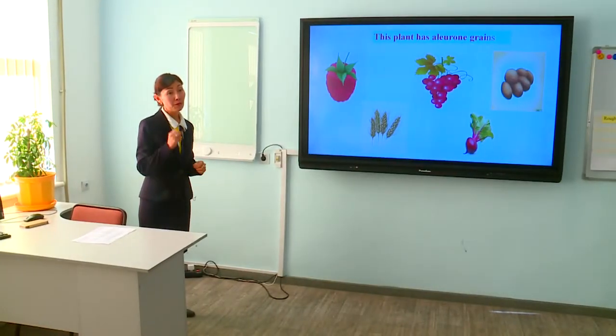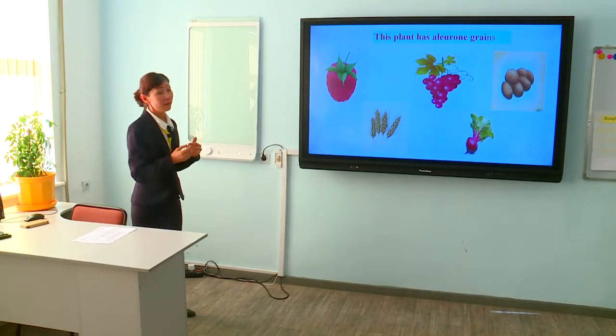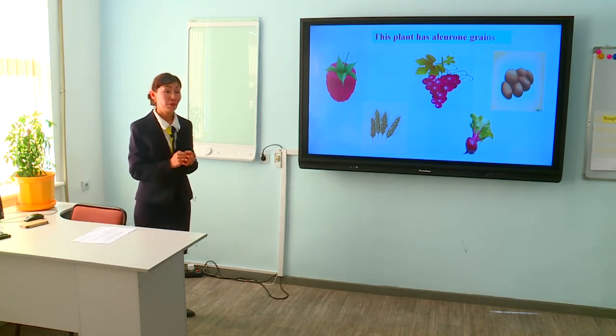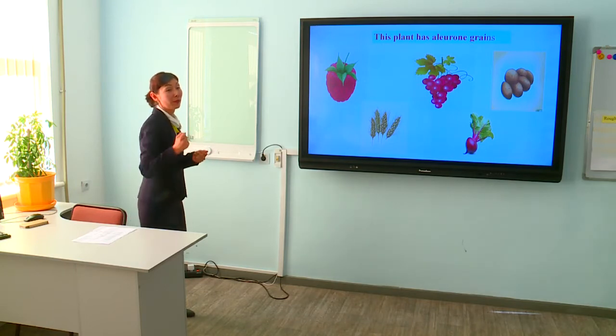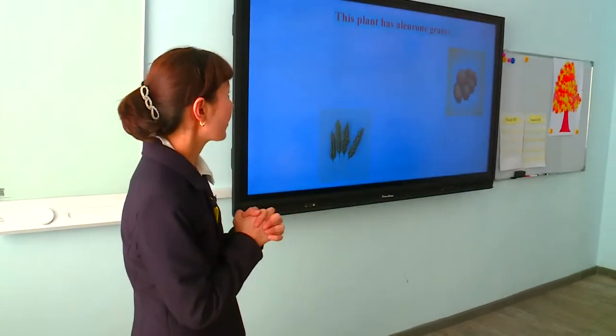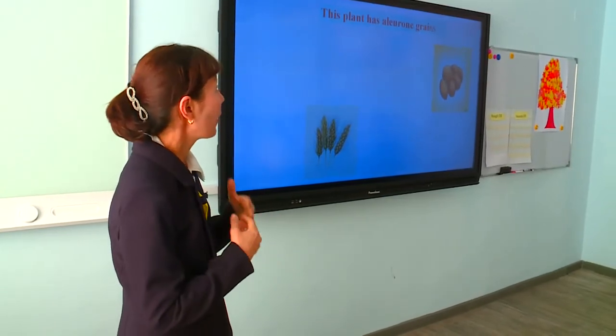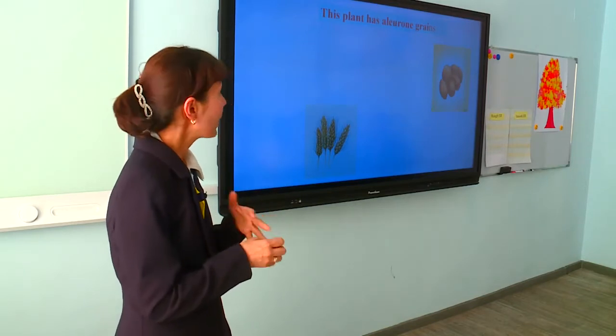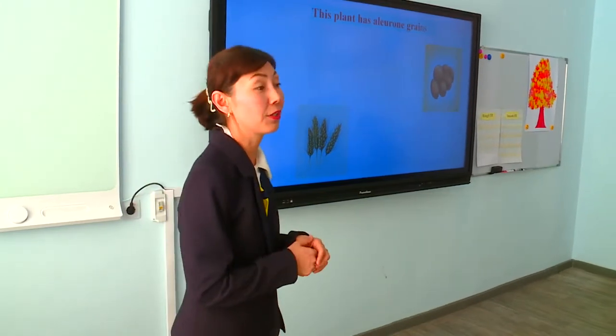The third group, I have a few questions and tasks. This plant has aleurone grains. What is the plant? Karima? I think it's wheat and potato because when vacuole is dehydrated, they turn to aleurone grains. I agree with you. That's right. Potato and wheat have aleurone grains. The vacuole juice modifies into aleurone grains. That's right. Make the feedback.